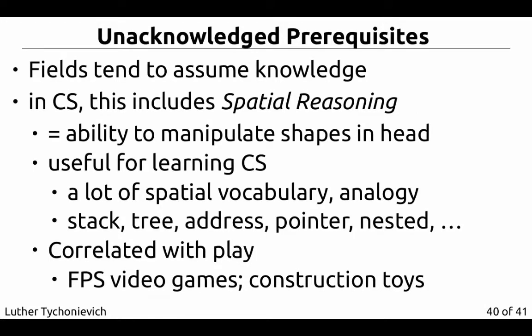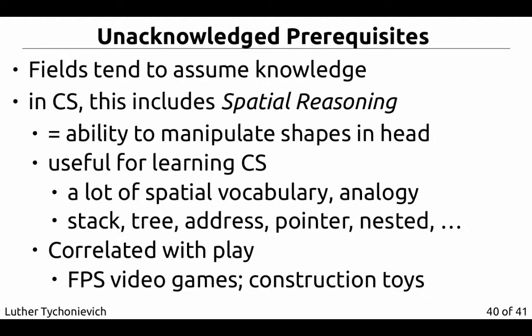The third thing to understand is the idea of unacknowledged prerequisites. Fields tend to assume some knowledge, right? When I write the prerequisites for my courses in our course catalog, I never bother mentioning the ability to speak English, even though without that ability, our students will not succeed in my class. There are other things, though, that we tend to not acknowledge or even recognize, and one of the larger ones in CS is this idea of spatial reasoning, the ability to manipulate shapes in your head. This is surprisingly useful for learning CS.